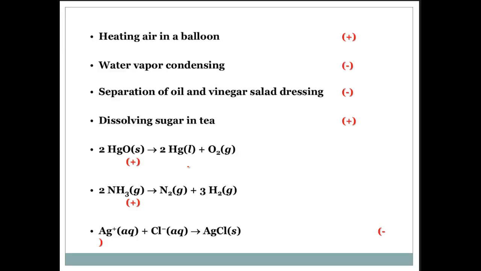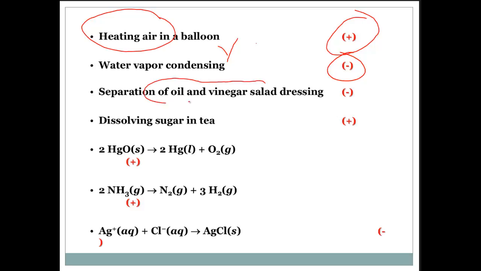Heating an air balloon: because you're getting it warmer and the molecules are moving around more, the entropy change is going to be positive. Water vapor condensing: the gas molecules are condensing down into a liquid. That's becoming more organized, so therefore entropy is decreasing. Separation of oil and vinegar in the salad dressing: it's once again becoming more organized, therefore the entropy is decreasing.